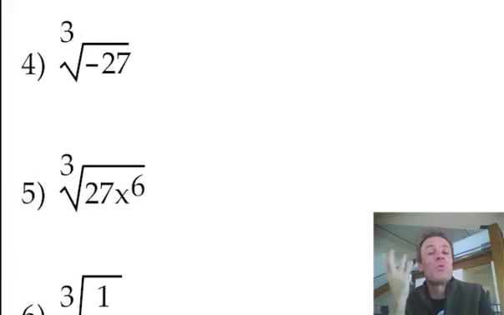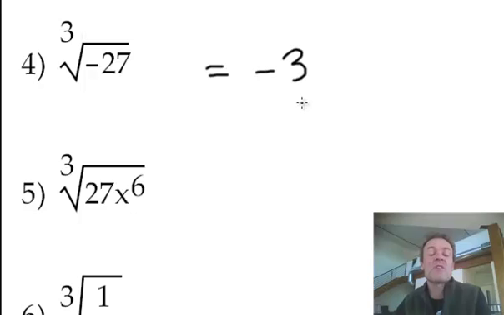Okay, so cube rooting something. What times what makes a negative 27? That means what's the cube root of negative 27? You can cube root negatives. Okay, you can't square root negatives. That is negative 3, right? Because negative 3 times negative 3 times negative 3 will give you negative 27. That's the answer to that.